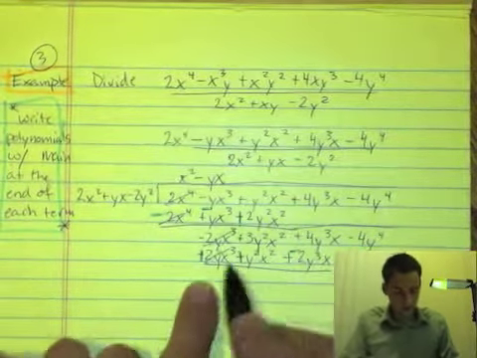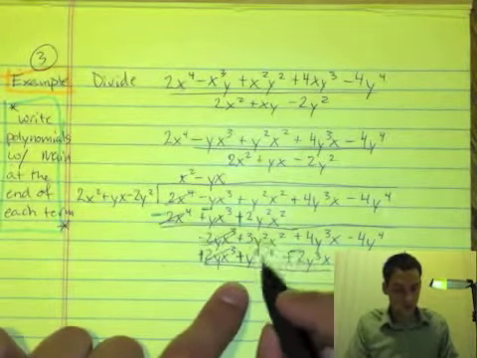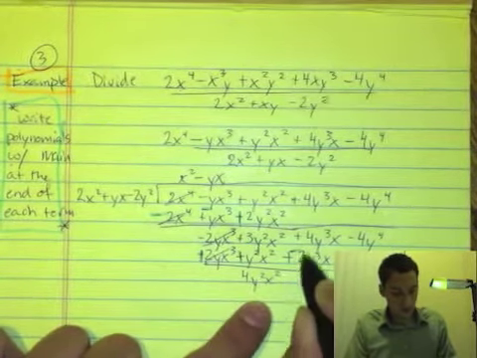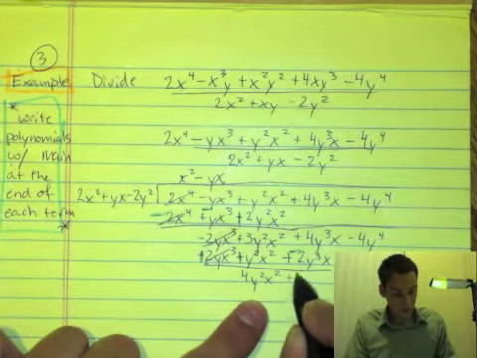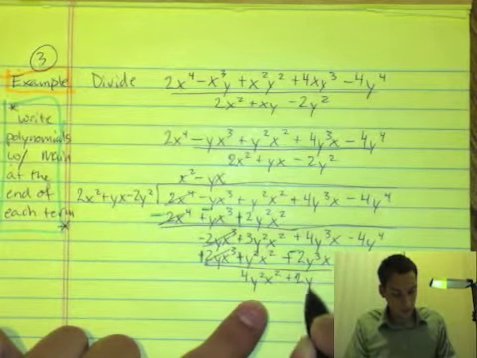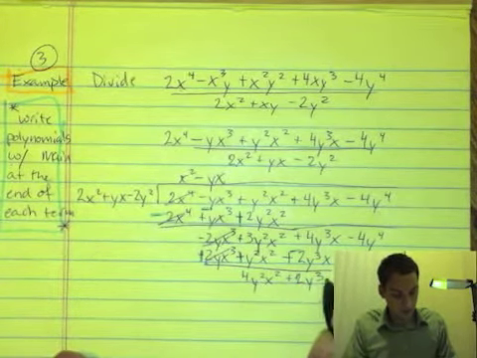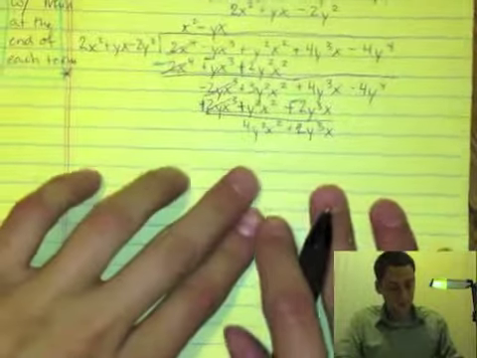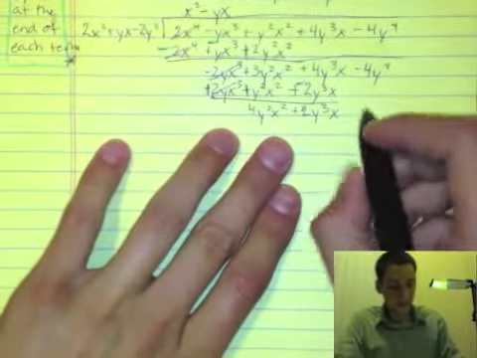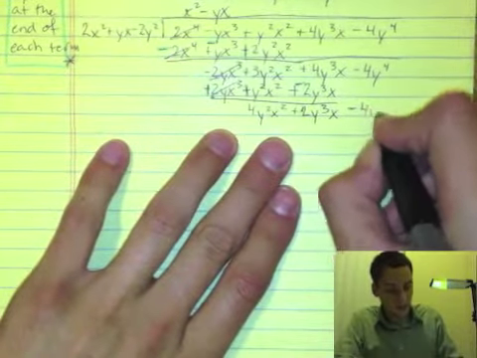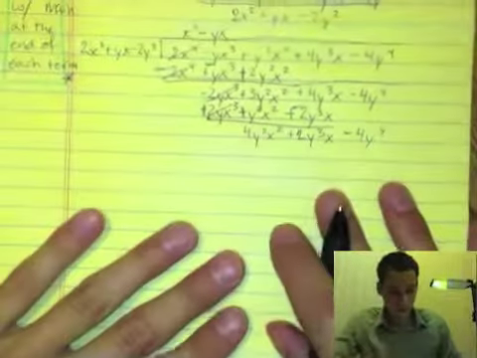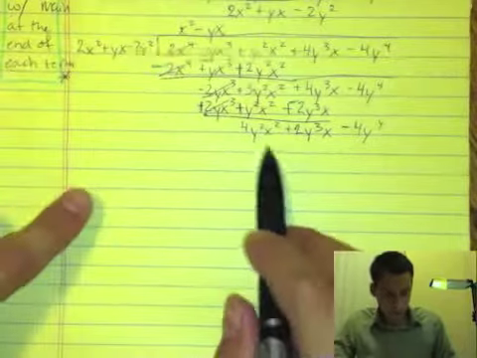These go away because they're opposites. These are the same, so it's just 4y squared x squared, and this is positive 2y cubed x. Am I going too far down? Y cubed x, and then bring down that 4y to the fourth. The next one, something beautiful happens. I'm so happy that it happens.